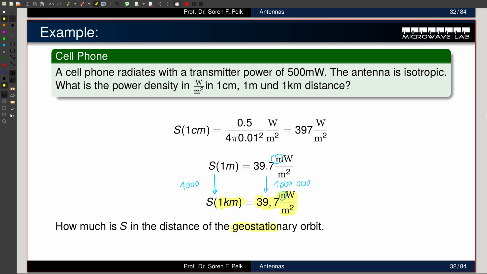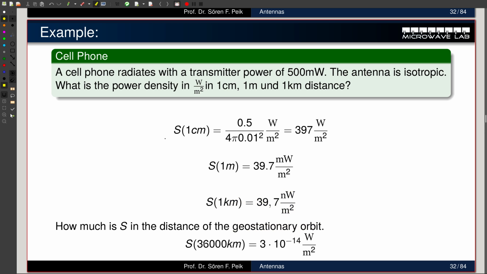What's the power flux density assuming our cell phone is in geostationary orbit like a satellite? Well, we have to set our distance now to 36,000 kilometers. And that means, doing the math, we get about 3×10⁻¹⁴ watts per square meter. An extremely small value, a few femtowatts per square meter. That means when you have an antenna that is 1 square meter in size receiving the power, you only get 3 femtowatts, an extremely small amount of power. And that's a problem we have to deal with in satellite communications, since the transmitter and receiver are so far apart from each other. We deal with extremely small values of power.